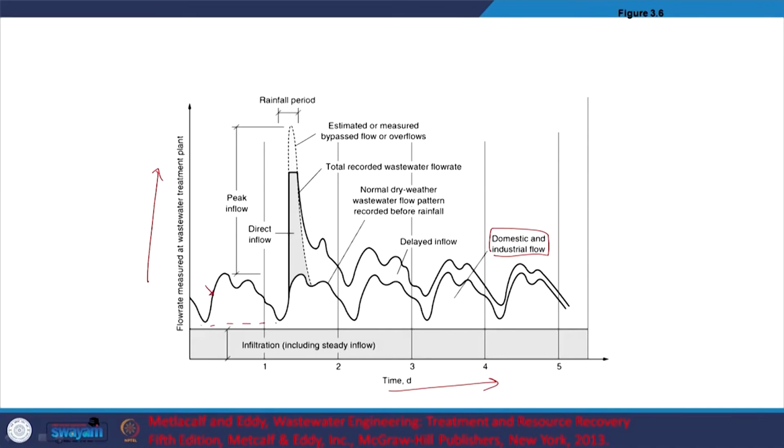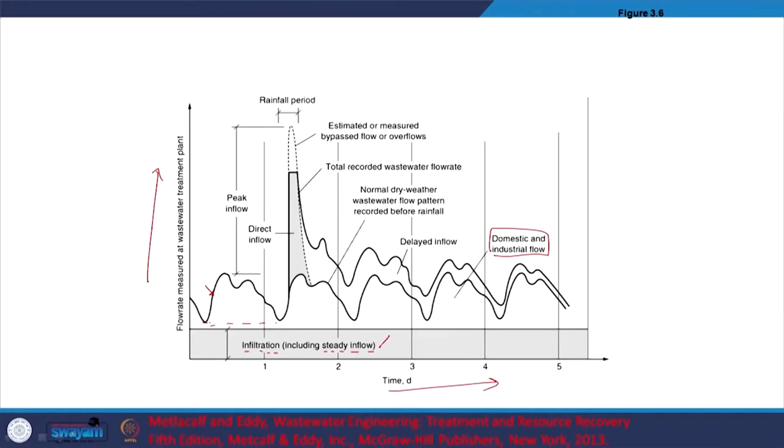Let's see, and we see that the minimum is always greater than 0. Well, that's because of infiltration, as in steady inflow. But if the groundwater table is lower, at least in a developing country like India, chances of infiltration can be relatively less, at least in the Indian context. So that's something to keep in mind.